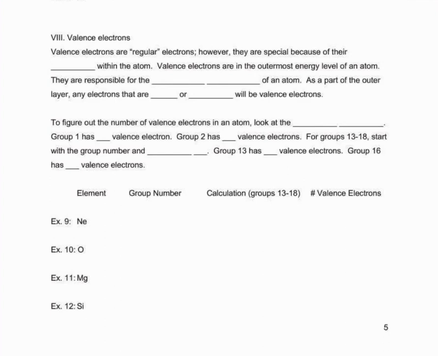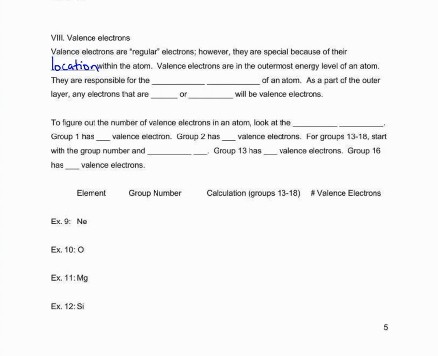Valence electrons are really just regular electrons. There's nothing special about them physically. One electron is going to be the same as any other electron. Valence electrons are special because of their location within the atom. So physically, nothing makes an electron special, but where it is at is what makes it special.